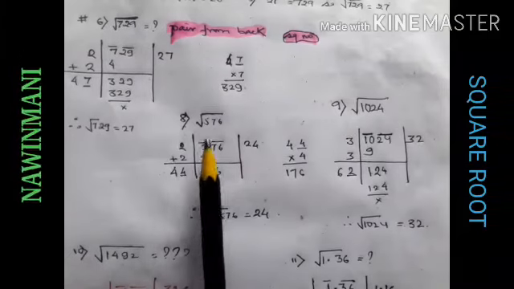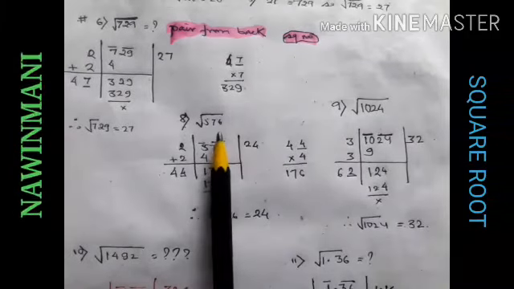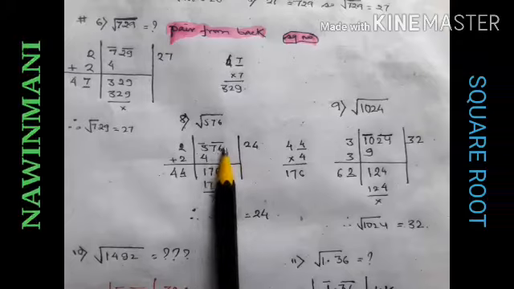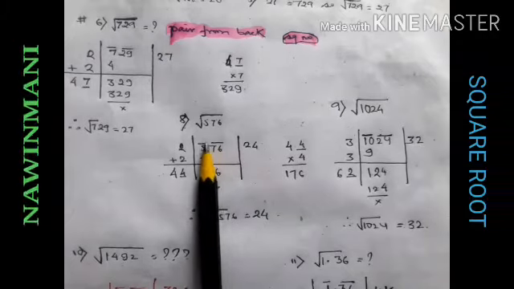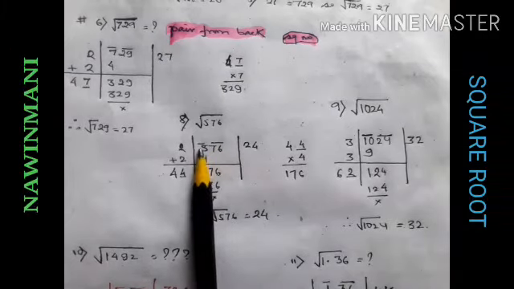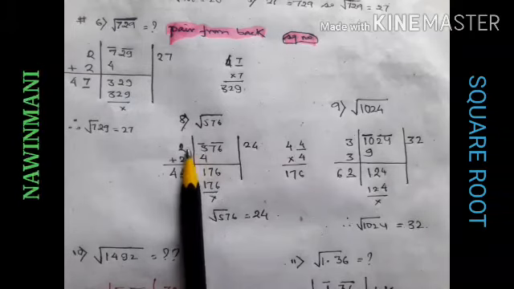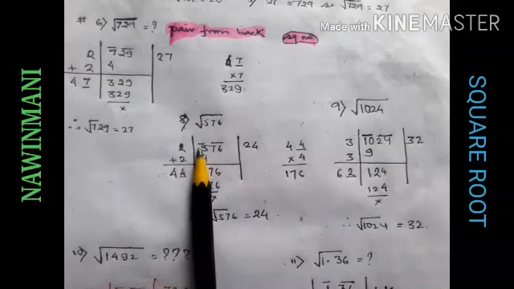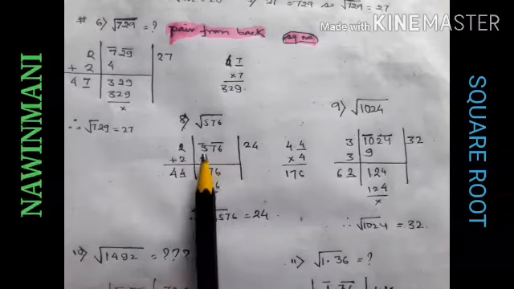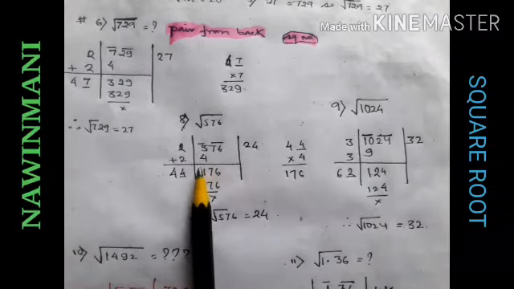Now here is another example, we want to find the square root of 576. So you write 576 and pair from the back. So what is the first pair? 5. What is the square number? 2, because 3 3 is 9. So 2 2 is 4, which is less than 5. So 2 2 is 4 I write. 5 minus 4 gives me 1.